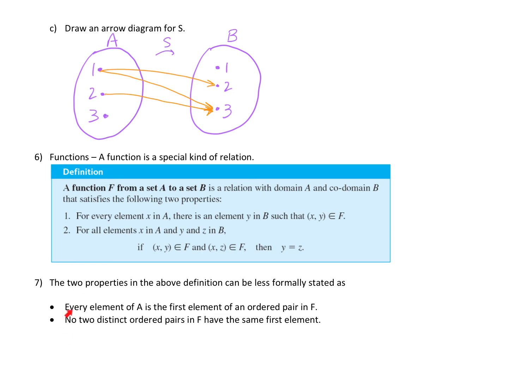We can state them less formally. Every element of A is the first element of an ordered pair in F. That's number 1 here. And no two distinct ordered pairs in F have the same first element.